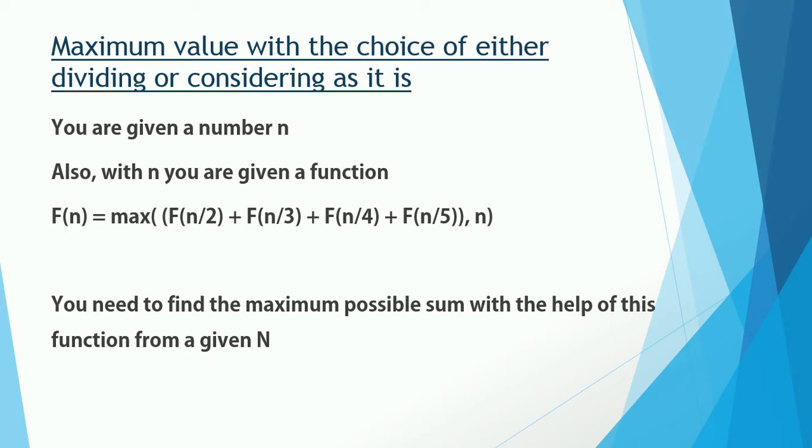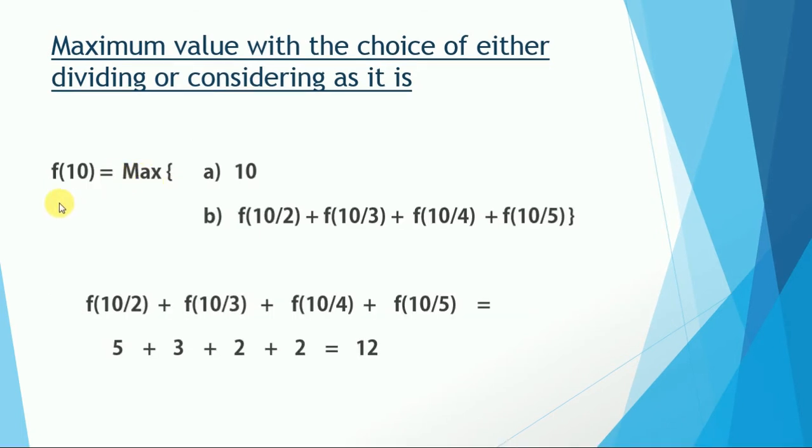So for this problem, n is 10. The catch is the maximum function, which shows that the maximum sum can be either the number itself or the addition of the four parts. That means if you consider f(10), then the maximum sum can be either the number 10 or the result of the sum of the expression f(10/2), f(10/3), f(10/4) and f(10/5).